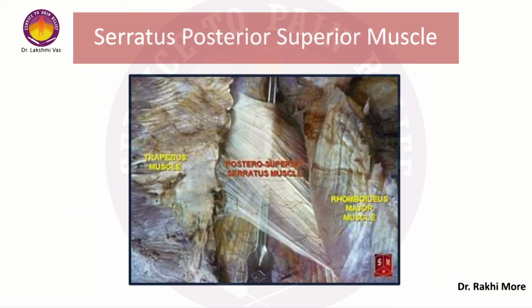This is how thin the serratus posterior superior and inferior muscles are. You can see most of it is made up of tendon, and only a few fleshy fibers can be seen.